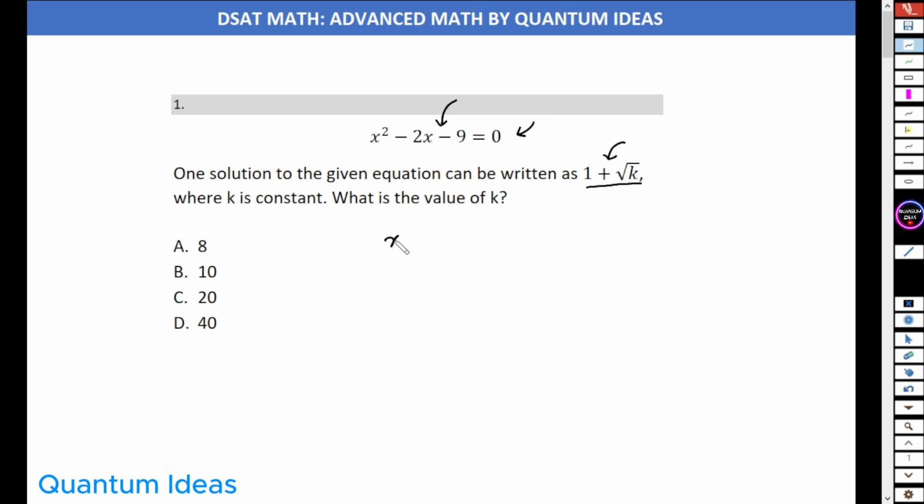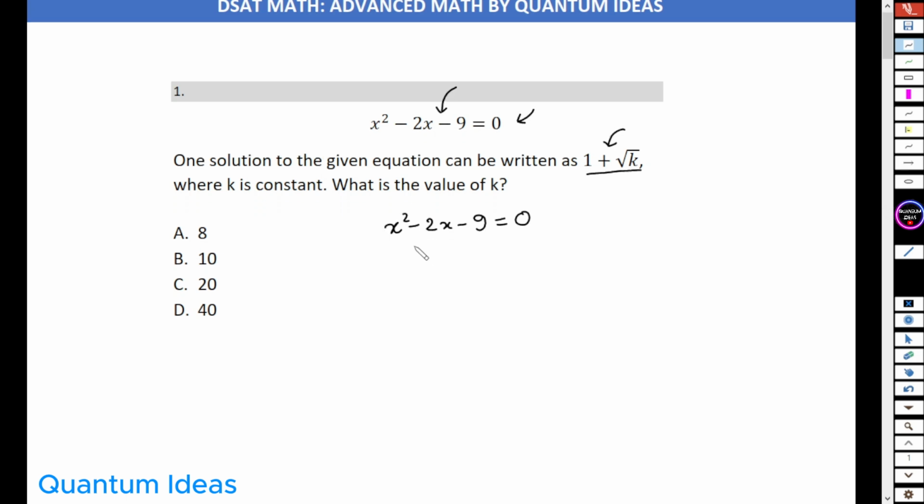So let me write the equation. We are given x square minus 2x minus 9 equals 0. As we can see, we cannot directly factorize this form. So another way to solve this problem is by completing the square, but we are not going to do that. I think we are going to use the quadratic formula, which is always a safe option. So our quadratic formula is basically x equals minus b plus minus root over b square minus 4ac, divided over twice a, right?